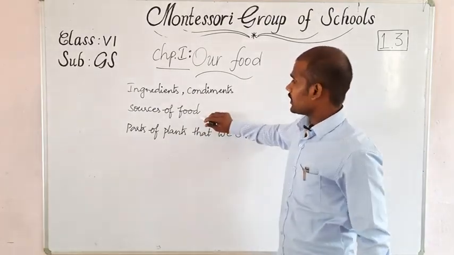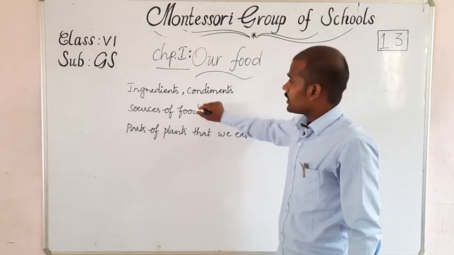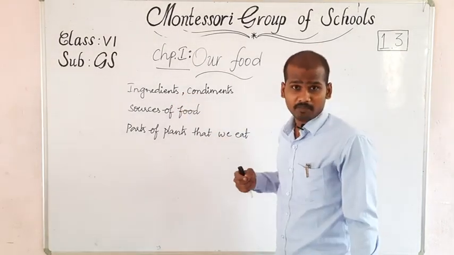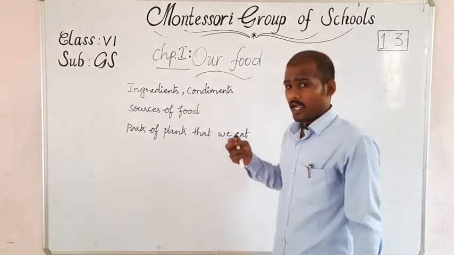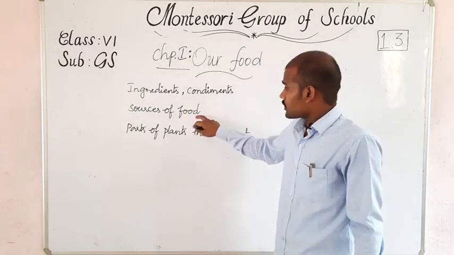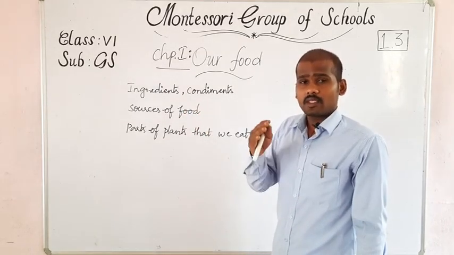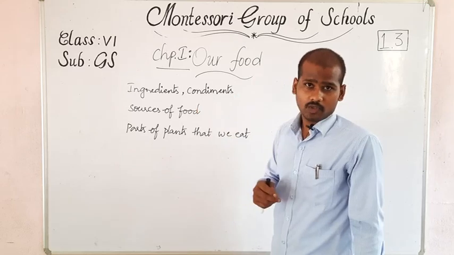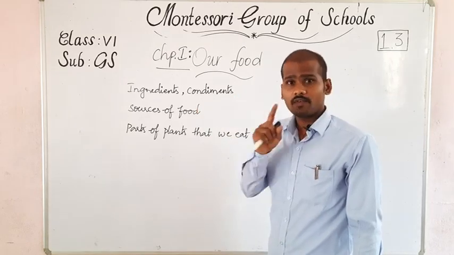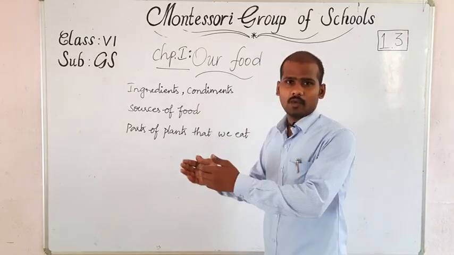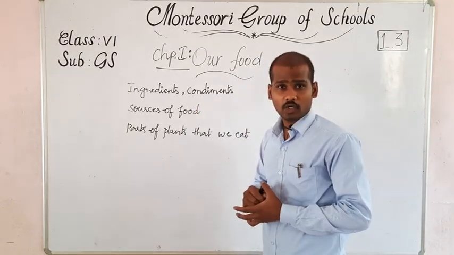So where do we get food from, or where do we get these ingredients from? So we will get these ingredients from animals and plants. So animals and plants will become sources of food. And also some of the food items are derived from minerals. Okay, for example, salt. So in our first class I told you about salt. Salt is obtained from seawater or ocean water, which is called mineral.